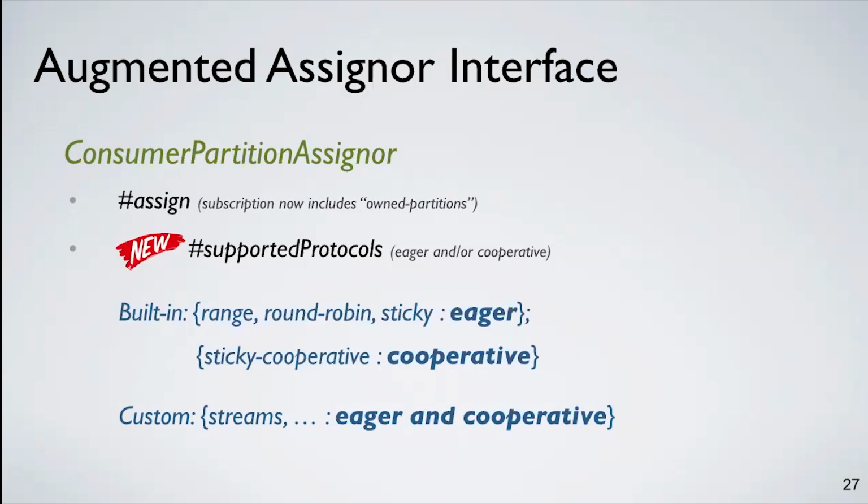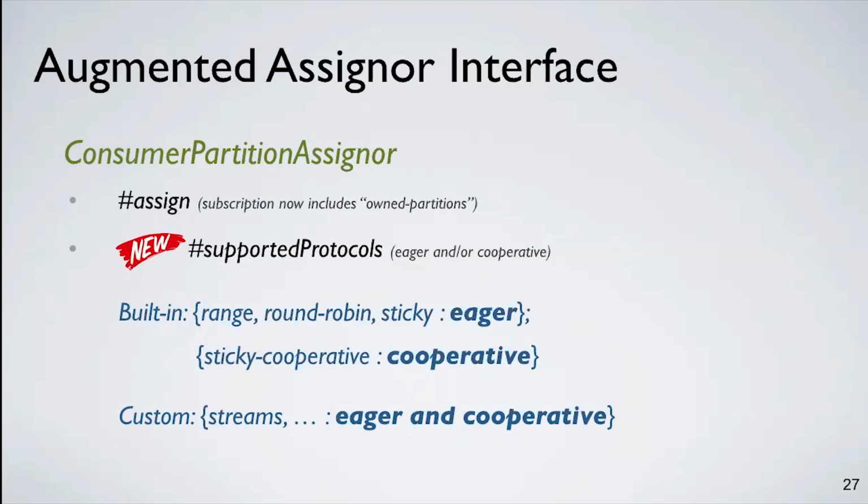And then we also added this supported protocols method, which basically the assigner just uses to indicate if it only supports eager or if it also supports the cooperative as well. So we have the usual built-in assigners, the range, round robin, and the sticky. These all just continue to support only eager.